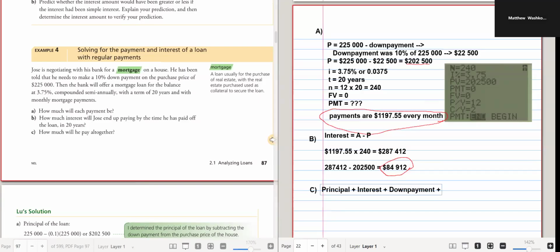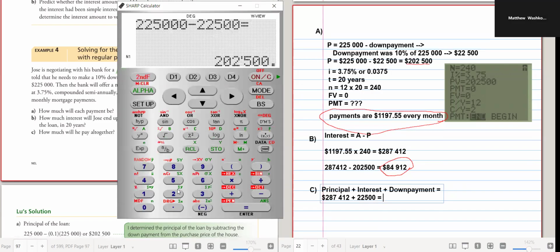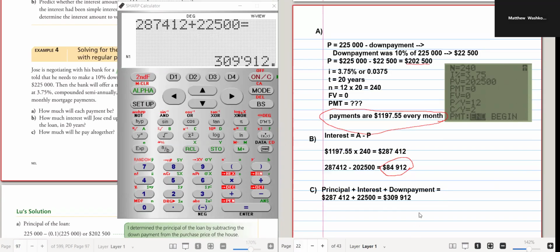In this case, normally that'd also be like the house inspection fee and insurance. There's a ton of extras in there. That's more for your financial literacy 30 class. But point being, you add all this stuff up here, right? I know that it was $287,412, and I also know that he paid $22,500 in a down payment. You add that up then. 287,412 plus 22,500. $309,912 was the total amount that he paid.